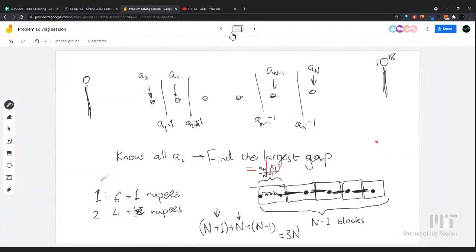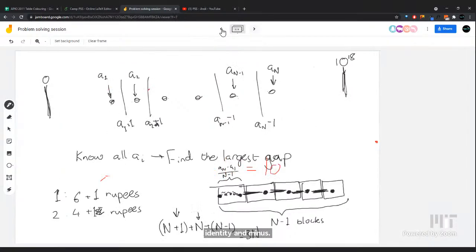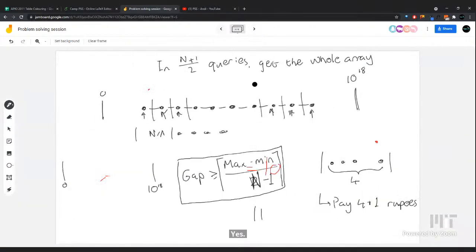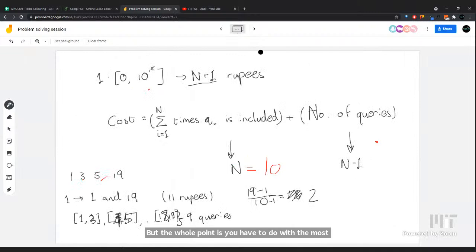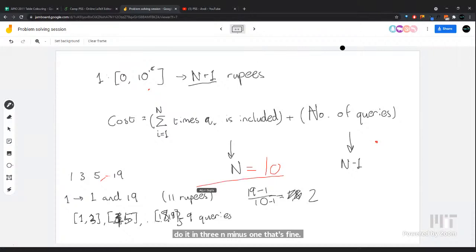Sir, aren't 3n minus 1 rupees enough? Yes, but the whole point is you have to do it in at most 3n, and since you do it in 3n minus 1, that's also fine. Okay, does that make sense?